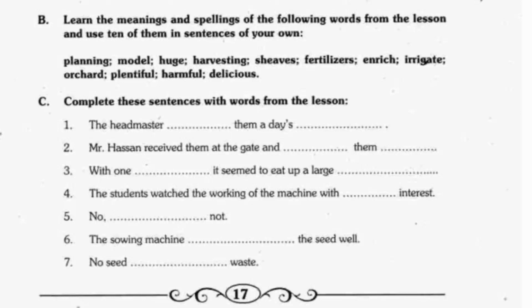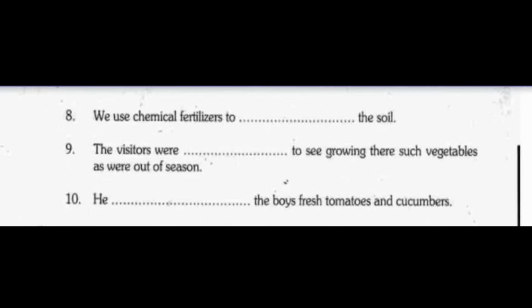Sentence number 4, the students watched the working of the machine with dash interest. Sentence number 5, no, dash not. Sentence number 6, the sewing machine dashed the seed well. Number 7, no seed dash waste. Sentence number 8, we use chemical fertilizers to dash the soil. Sentence number 9, the visitors were dash to see growing there such vegetables as were out of season. Sentence number 10, he dashed the boys fresh tomatoes and cucumbers.